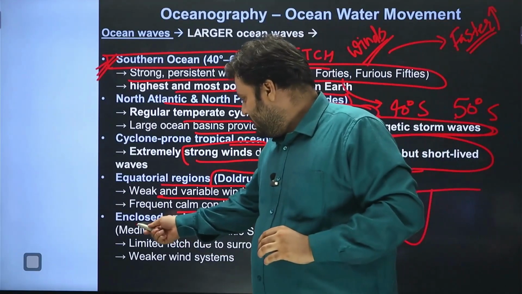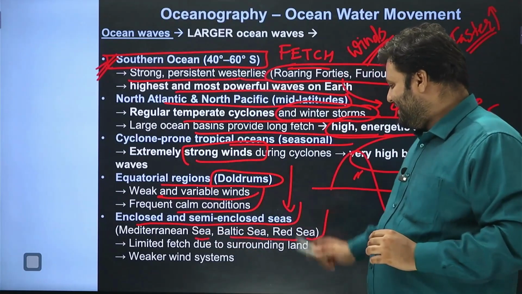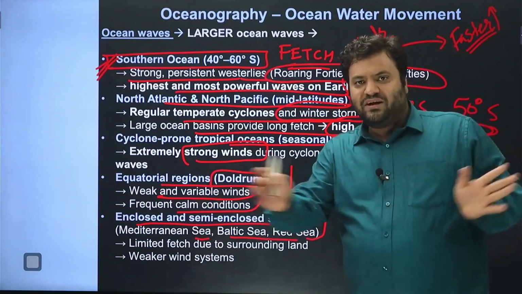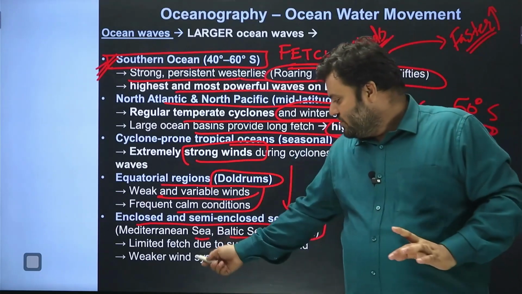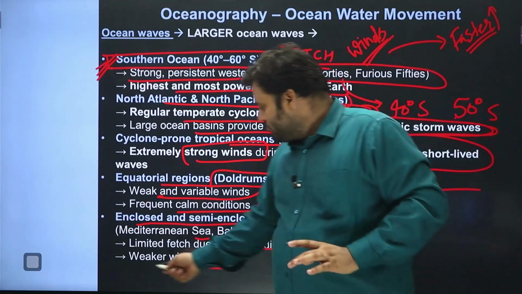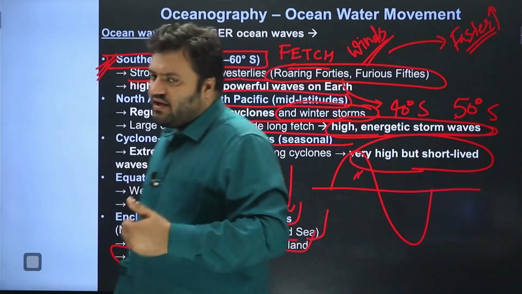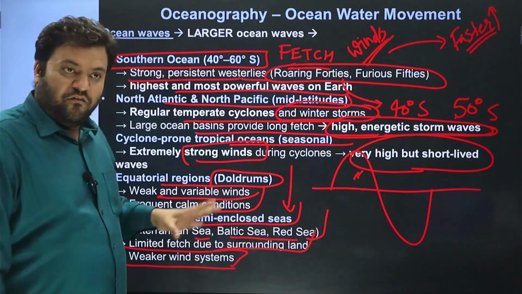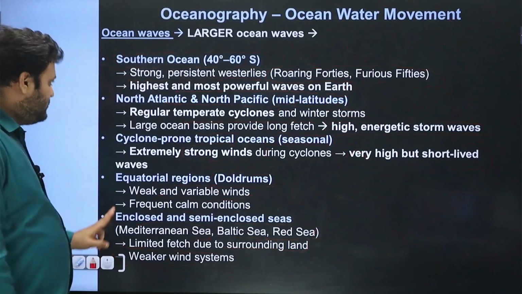Then if you see enclosed and semi-enclosed seas, like the Mediterranean Sea, the Baltic Sea, the Red Sea, because of the limited fetch, because of the smaller area as compared to the southern hemisphere, you will have a weaker wind system, and as a result, you will see less wave height, specifically in these enclosed or semi-enclosed seas.